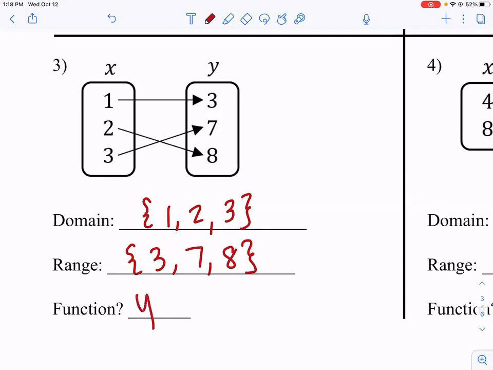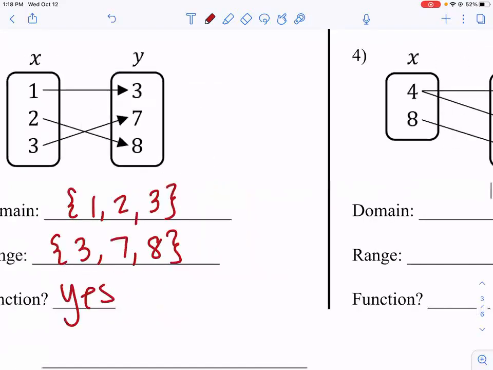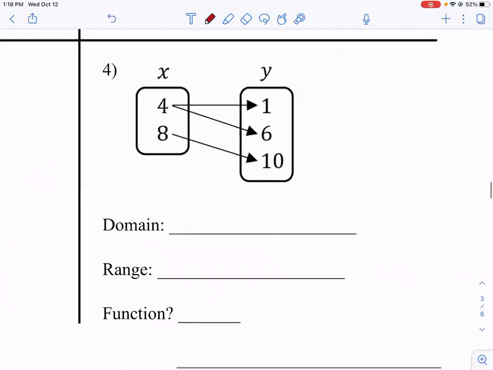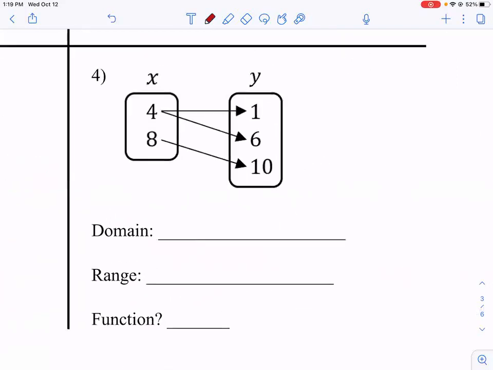You betcha. Okay. The best way to tell from a mapping is that every X only has one arrow coming out of it. If an X value has more than one arrow, then that means it's being mapped to 2 outputs, and that's not okay. Okay. All right, you do number 4 for me. Do number 4 and make sure you and your elbow partner agree about it, okay?